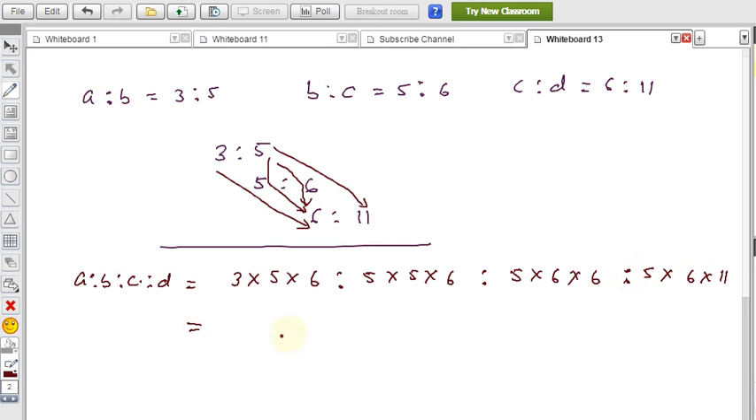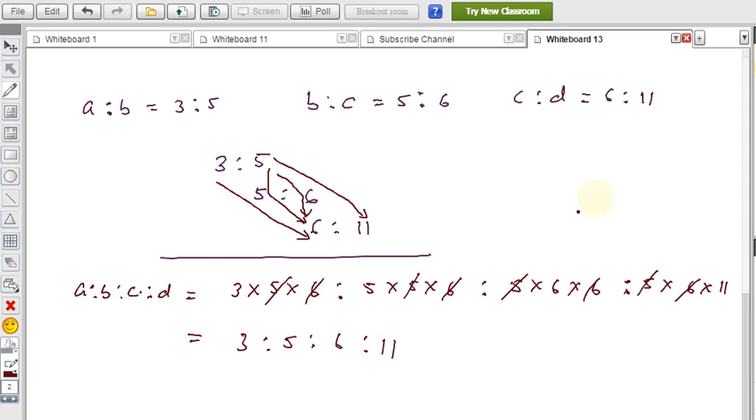In this you can do cancellations of anything common. 6, 6, 6, 6, in all the ratios 6 is there, again there is 5 also, 5, 5, 5 and 5. The remaining is 3 is to 5 is to 6 is to 11.